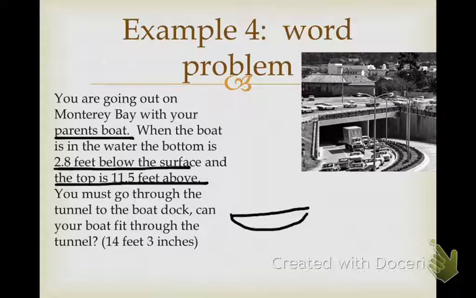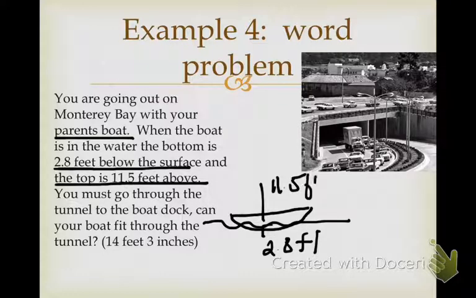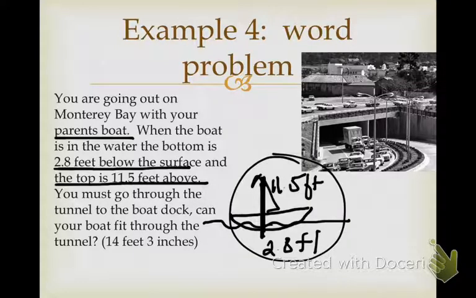Here's your boat. So when you are in the water, the bottom of the boat is 2.8 feet below the surface, 2.8 feet. And the top is 11.5 feet above the surface. Okay, so how tall is your boat? We'll make it a sailboat. So we're probably going to have to add those 2 dimensions together.